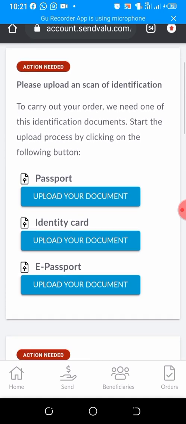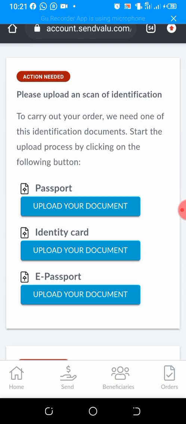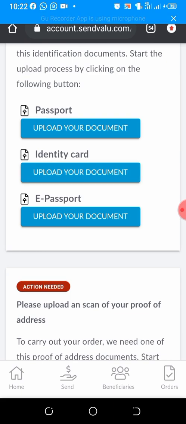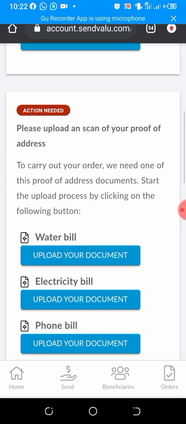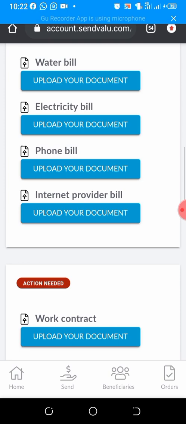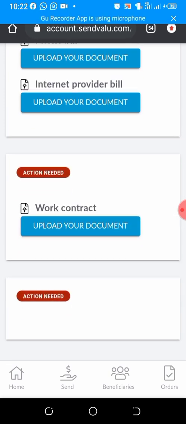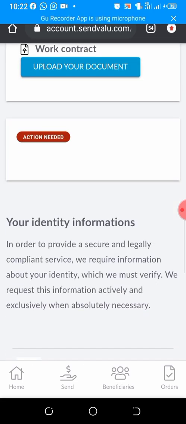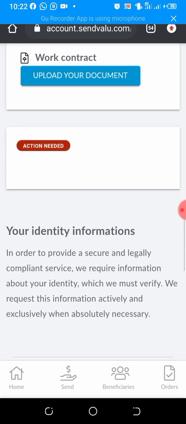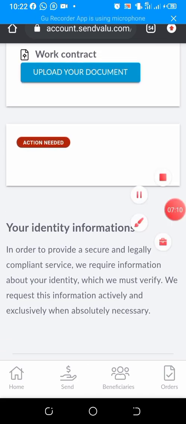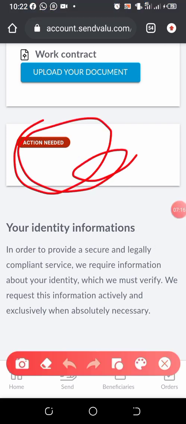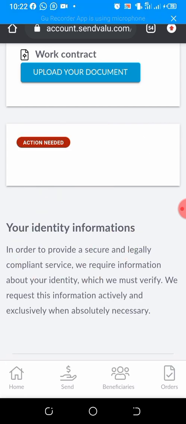These were the documents they're asking for. We need one of these identification documents, either of these. So I uploaded my identity card. On getting here, they say please upload a scan of your proof of address, which I did. And now here they are requesting work contracts, which I don't have. This part here was where they requested the AML.